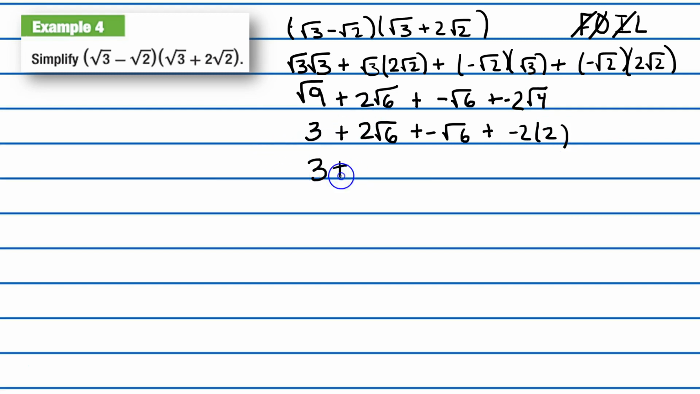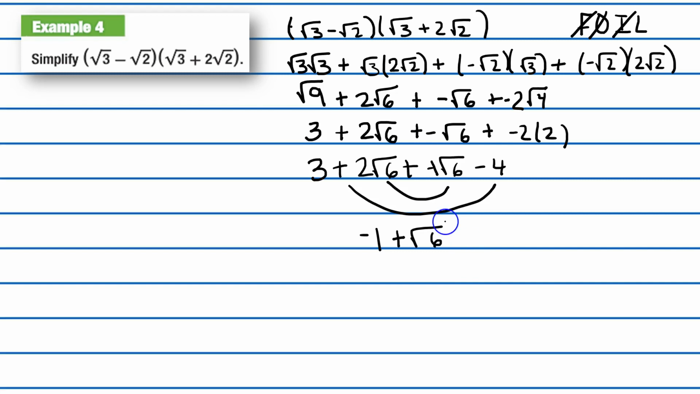So we have 3 plus 2 square root of 6 plus negative square root of 6 minus 4. Alright, here I'm going to start combining like terms. I have like terms here, and I have like terms here. I have 3 minus 4, which is negative 1, and then 2 times the square root of 6 minus the square root of 6 is plus the square root of 6. So 2 minus 1, it's just 1 times the square root of 6. And there we go.